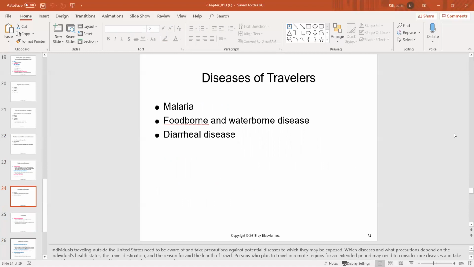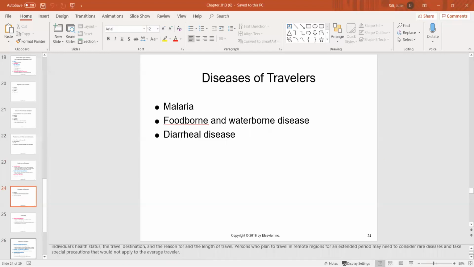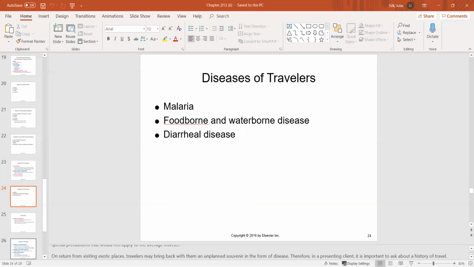Okay, so diseases of travelers. So this is where they get into a little bit about malaria, food and water diseases, and diarrheal disease. So individuals traveling outside the U.S. need to be aware of and take precautions against potential diseases to which they may be exposed. Which diseases and what precautions depend on the individual's health status, their travel destination, and the reason for the length of the travel. Persons who plan to travel in remote regions for an extended period may need to consider rare diseases and take special precautions that would not apply to the average traveler.